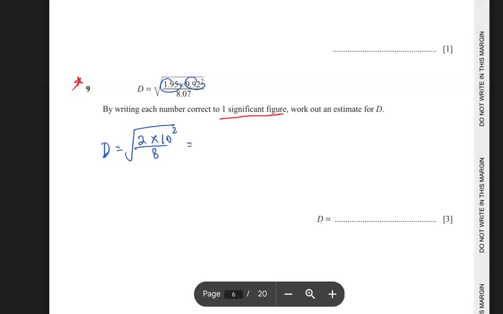Then you evaluate this. 10 squared is 100. 2 times 10 squared is 2 times 100. This is 200 over 8. Okay, ready to get 2 marks. 200 divided by 8 is 25. Okay, if you cannot do this mentally, do your long division. Okay, 25. Square root of 25 is just 5. So an estimate of D is 5.